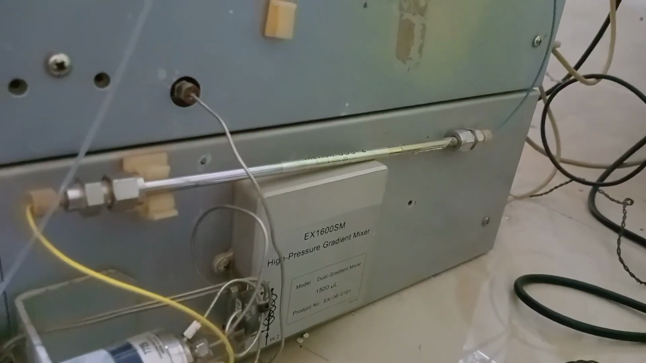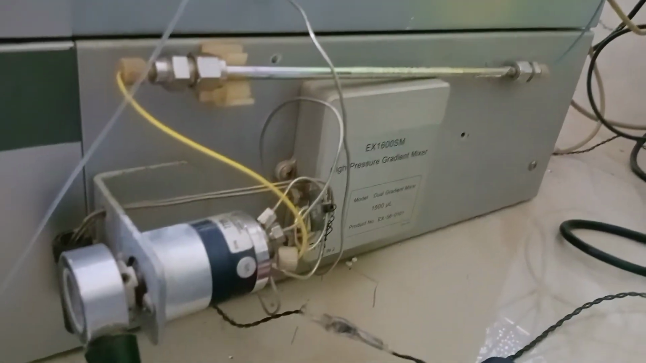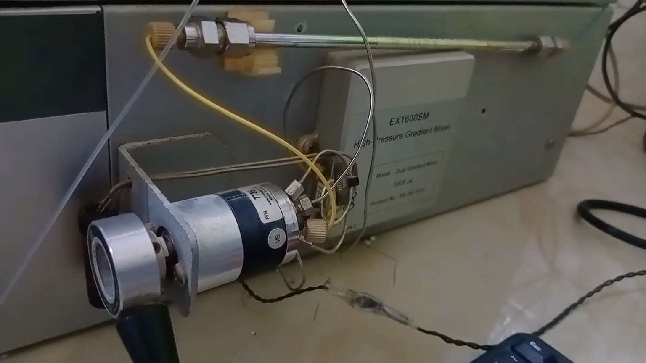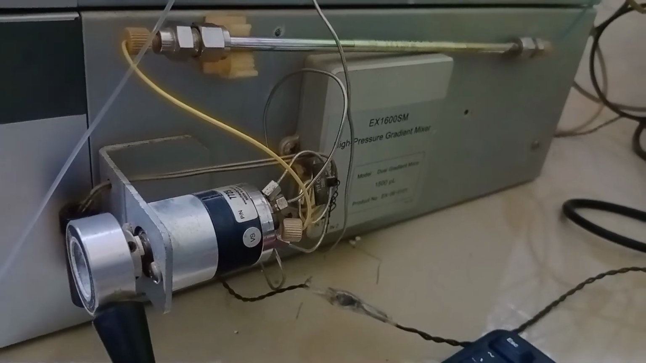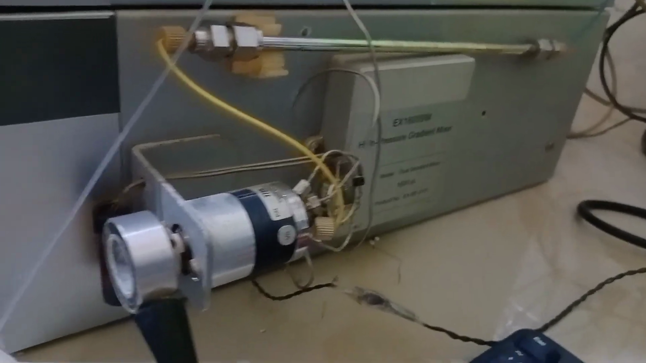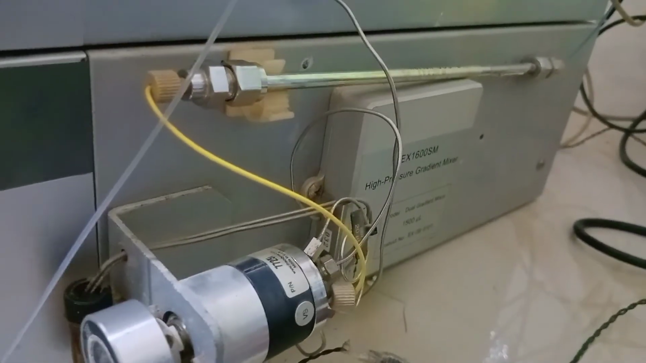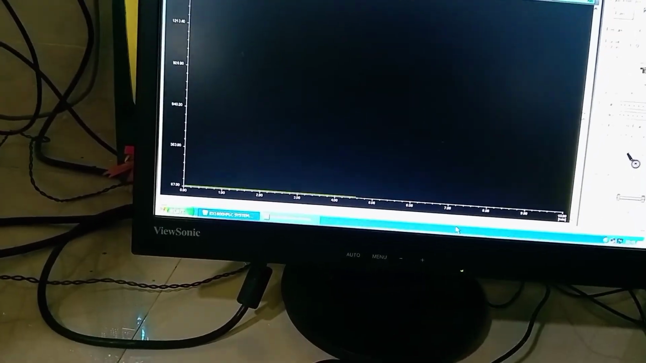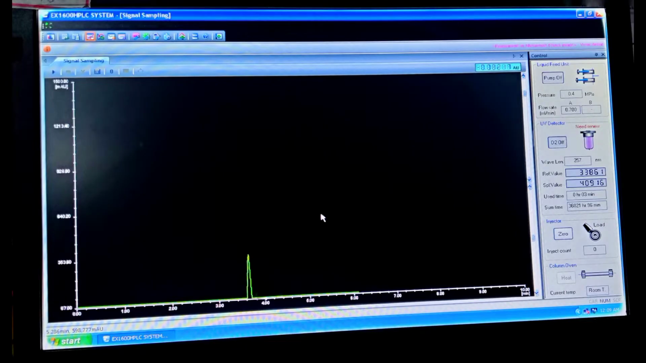In the column, the separation of the components will occur. The separated components go into the detector. The detector analyzes the components. The analyzed components give signals to the recorder. The recorder is connected to the PC. In the graph, we observe the separated components as peaks. The recorder gives the response as a chromatogram.